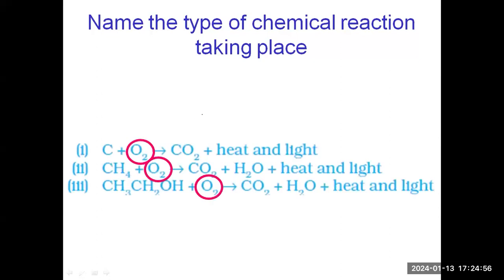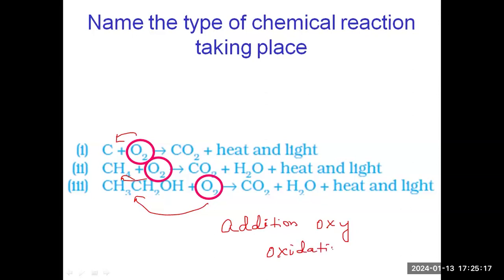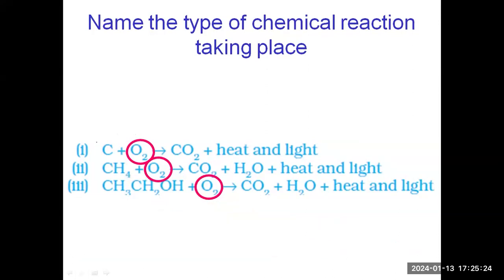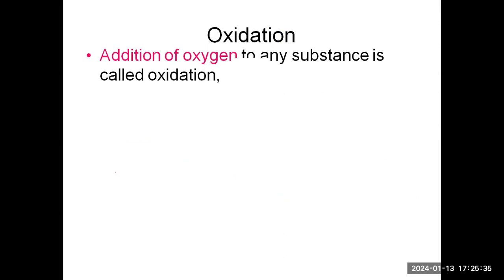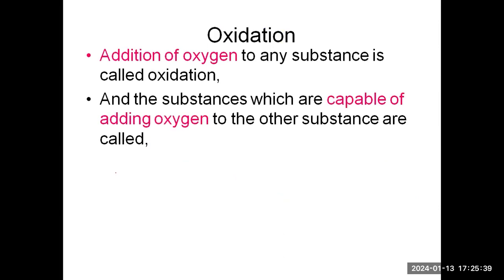Now, we were discussing these three equations. In all the three equations, you can see oxygen is being added to the reactant. And addition of oxygen is called oxidation reaction. So these three reactions are showing oxidation of carbon, of methane, of ethanol. Okay, so let us see now oxidation of some other carbon compounds. This we have already studied in chapter 1, oxidation. And oxidizing agents are the ones which are responsible for the oxidation of the other substance.